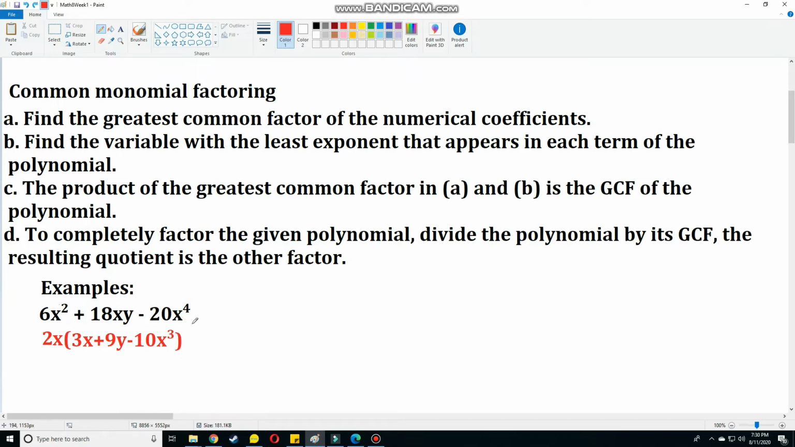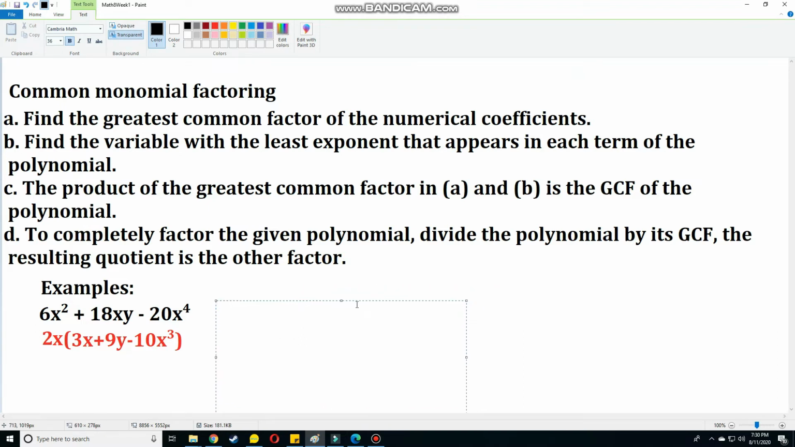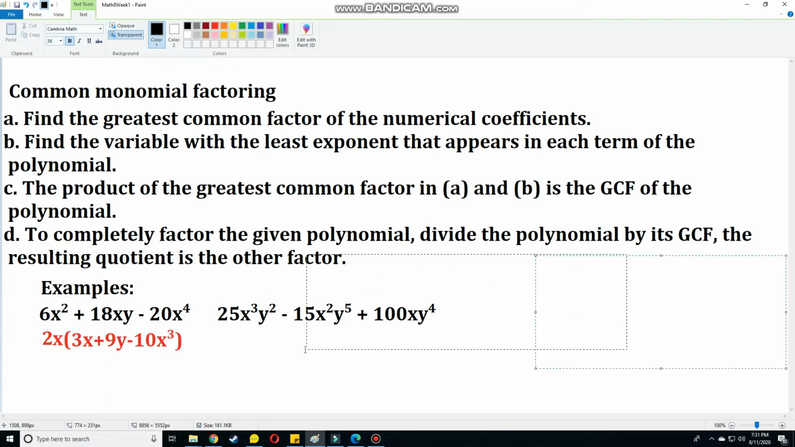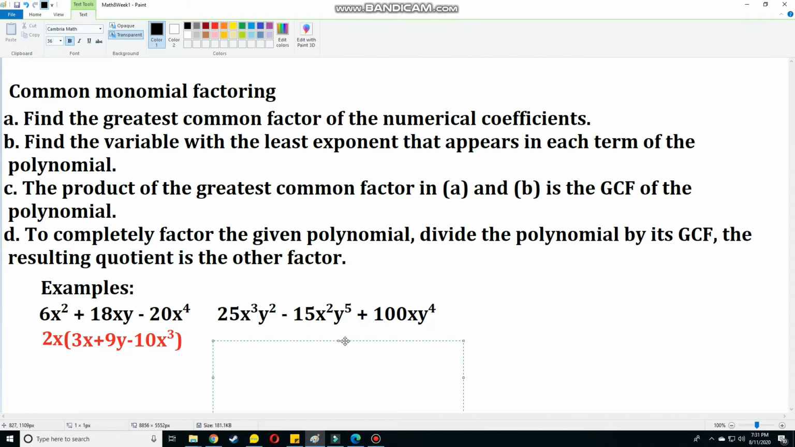Okay, let's have another example. Let's have 25x cubed y to the second degree minus, let's say, 15x squared y to the fifth, plus, say, 100 x, there's only x, then y to the fourth. Okay, now let's have the first process.